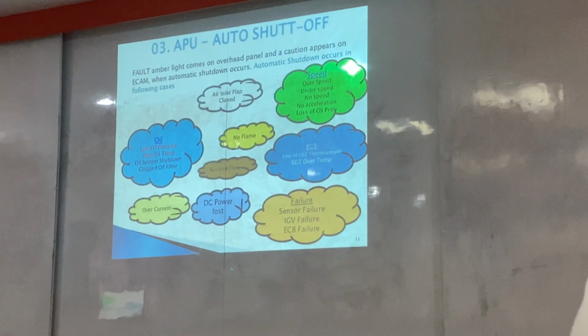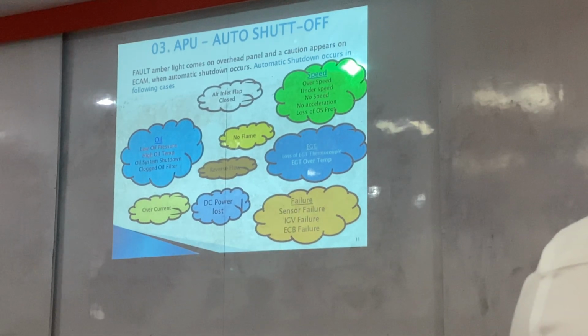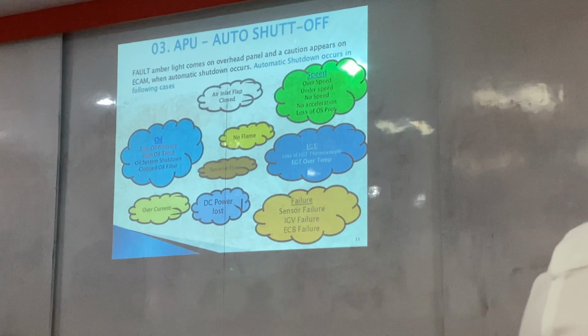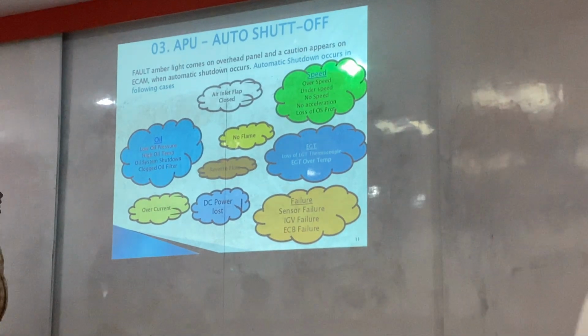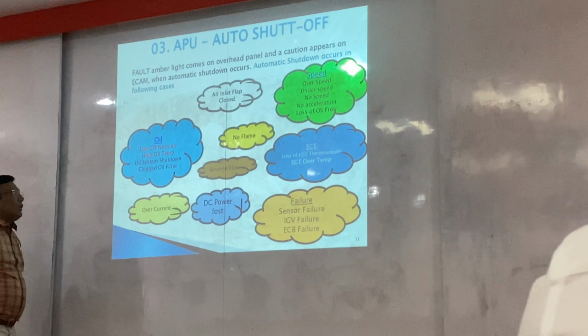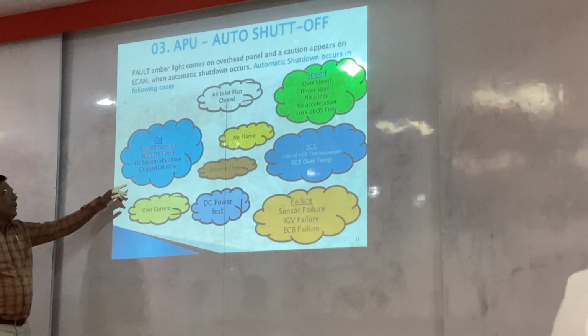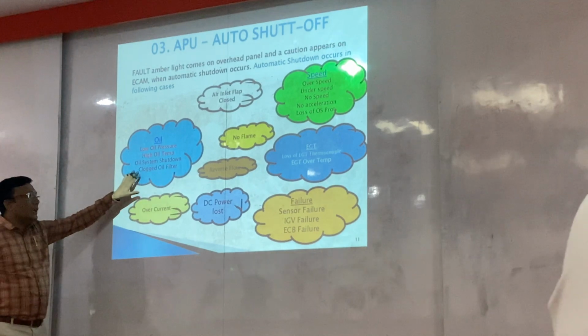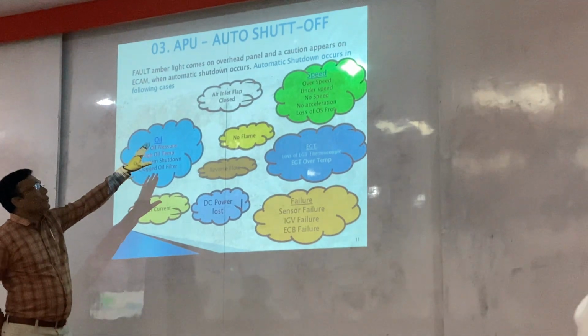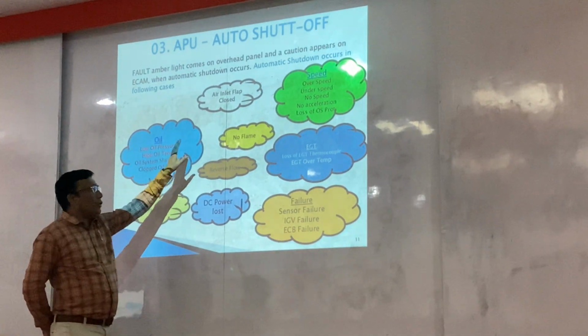APU auto shutoff conditions. These are all the auto shutoff conditions. The FAULT amber light comes on the overhead panel and a caution appears on the ECAM when automatic shutdown occurs. Automatic shutdown occurs in the following cases: low oil pressure, oil temperature, oil system clog, oil filter. This is related to oil. Air inlet flap closed. In that case also it auto shuts off.